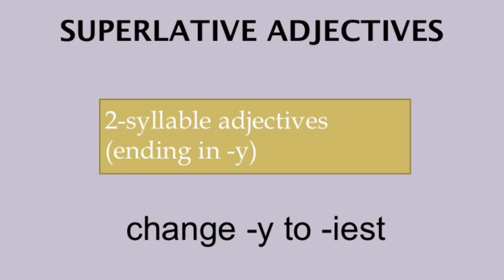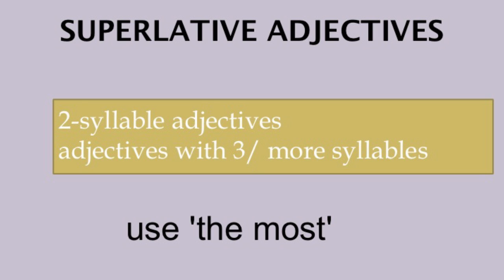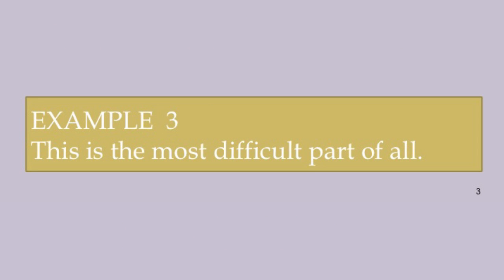For two-syllable adjectives ending in y, you need to change the y to iest. For example, out of all the three machines, this machine is the easiest to operate. Next, for other two-syllable adjectives and adjectives with three or more syllables, you need to use the most. For example, this is the most difficult part of all.